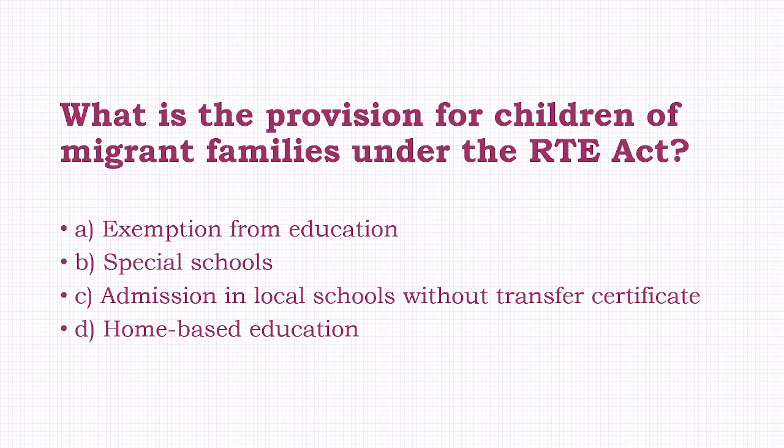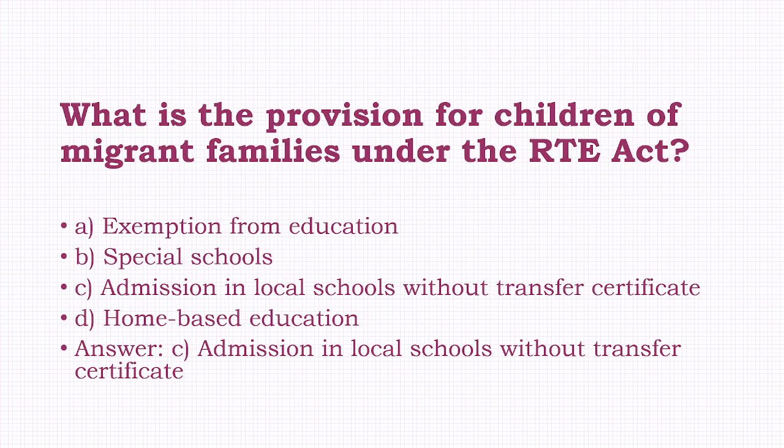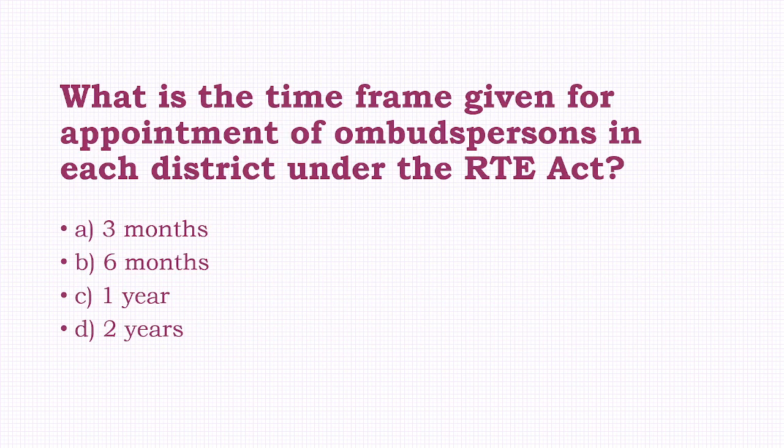What is the provision for children of migrant families under RTE Act? Option: exemption from education, special school, admission in a local school without transfer certificate, home-based education. Answer of this question is option C, that is admission in a local school without transfer certificate. What is the time frame given for appointment of ombudsperson in each district under the RTE Act? Option: 3 months, 6 months, 1 year, 2 years. Answer of this question is option B, that is 6 months.